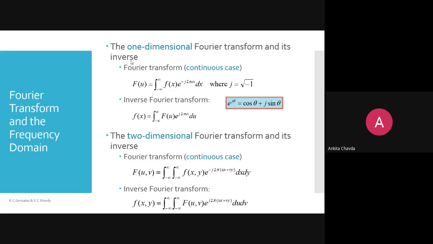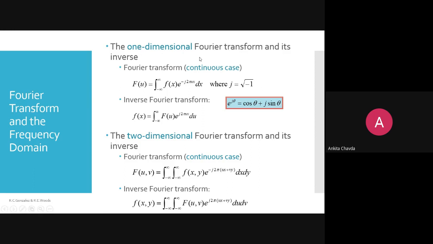analog signal, right? But if we are working with a digital computer, we cannot work with anything which is analog. We need discrete values, right? So we need to convert analog to digital. But this is what we are showing here for the continuous case, or you can say for the analog signal, right?